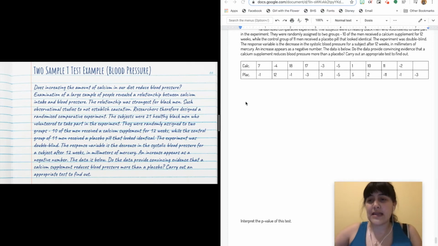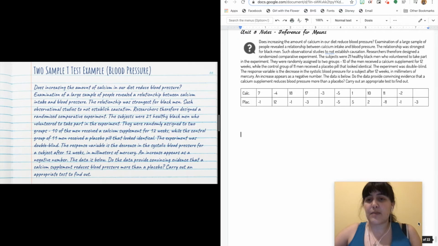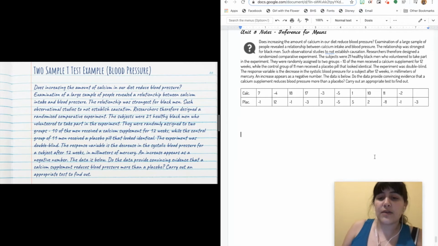So in this example that we have going on here, this is about a blood pressure medication. What they're trying to figure out here is, it's a calcium pill in this problem. They're checking to see if this calcium pill reduces blood pressure more than the placebo pill. This is a very typical thing that people do in medical studies.